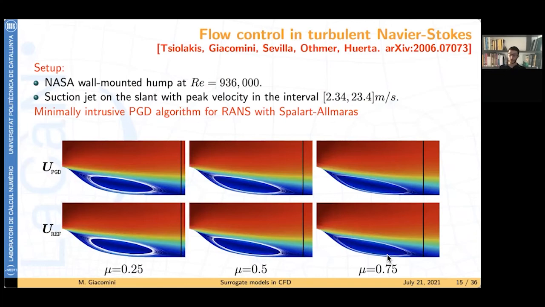The first thing that we can observe, as expected, is that by increasing the value of the suction jet, the recirculation bubble decreases. Here we can see the vertical line, which represents the position of the reattachment point, which of course gets closer and closer to the body when we introduce more suction. And most importantly, it's in excellent agreement with the reference solution from OpenFOAM.